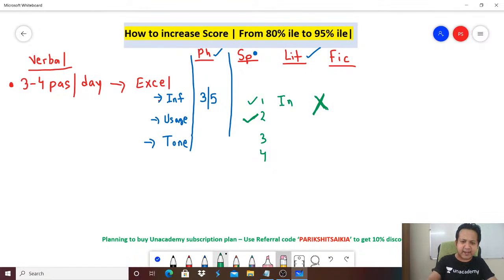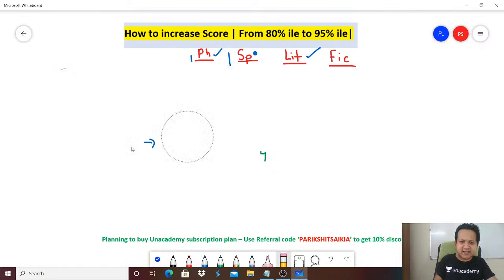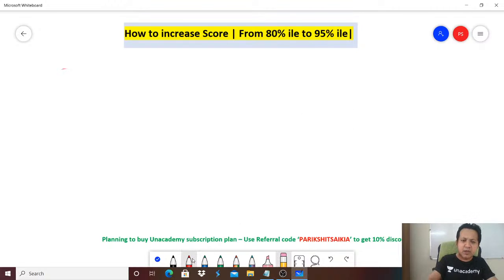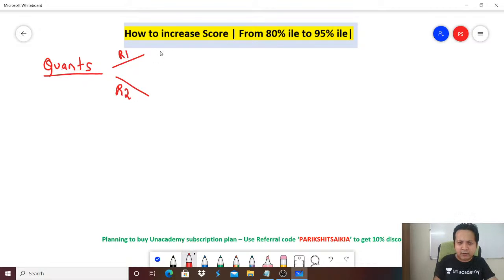Next, let's move to the Quant section, and I will come to LRDI last. Now, Quants is a 40-minute paper. So what I would suggest is break your time into 2 rounds. Round 1, try to have it for around 10 to 15 minutes, and round 2 for 25 minutes.